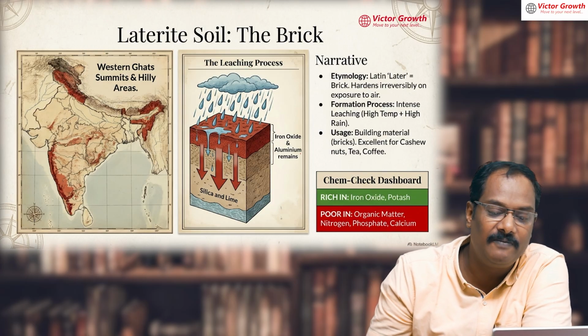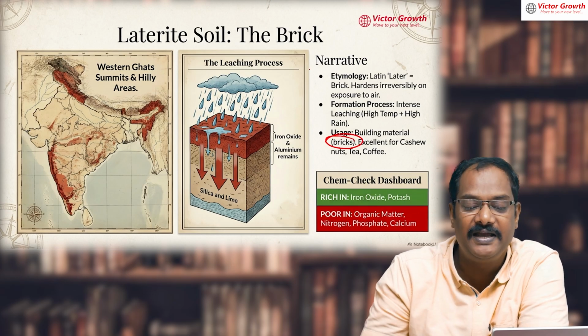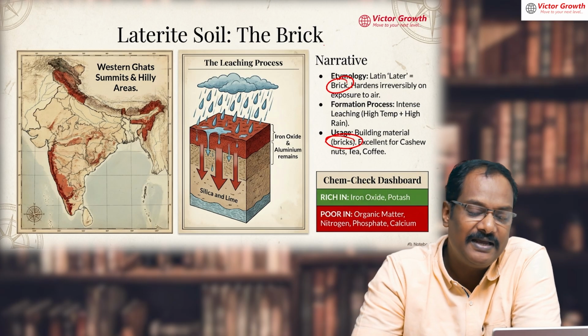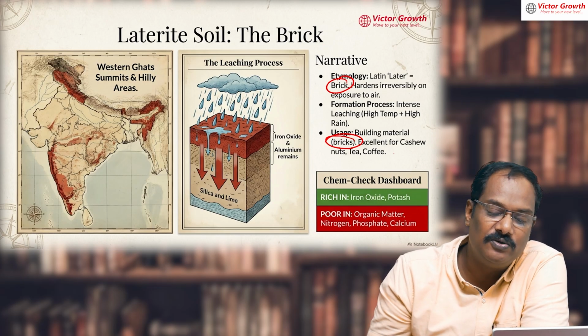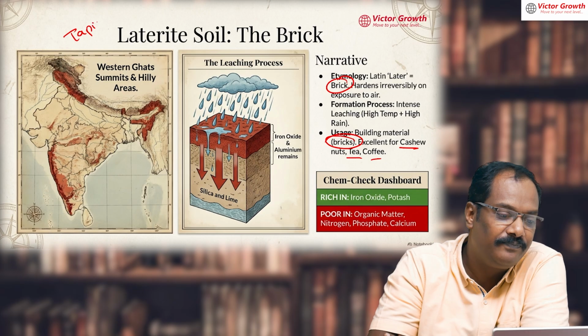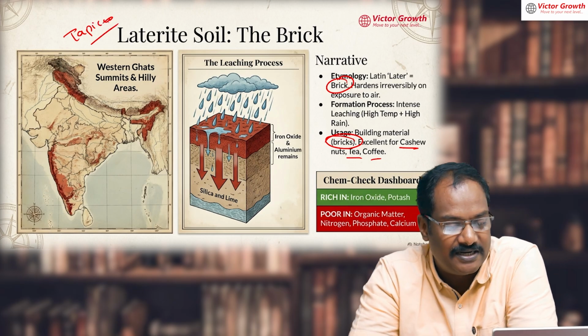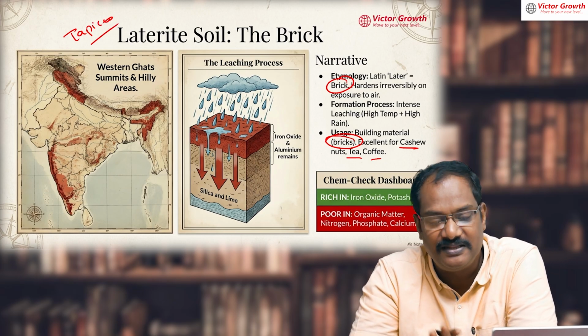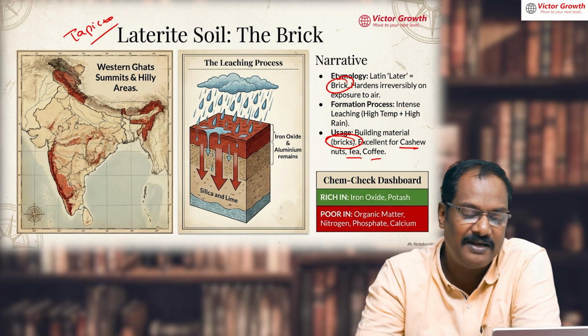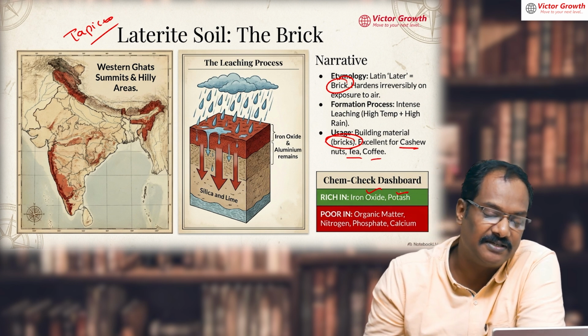Please write down: mainly used for brick making. Brick making only. Later means brick. The soil is mainly used for brick making. Some kinds of cultivation, if you want to know: cashew nut, tea, coffee, tapioca. Kappa is known as such in Kerala, that is tapioca. These are cultivated in this soil. So agriculture is not possible. Brick is the main thing. Iron oxide and potash are there.